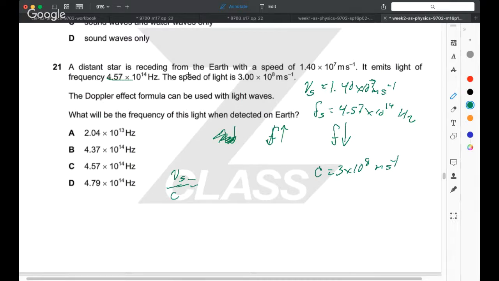So what do you expect? What is happening here? What is the star doing? Moving to the Earth or moving away from Earth? If it's receding, it's moving away from the Earth. So it would increase. No, it would decrease because it's moving away. You will have two frequencies.